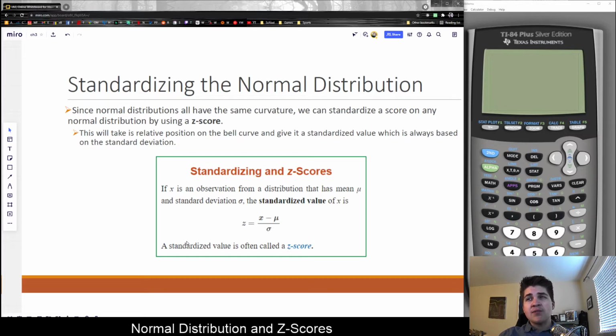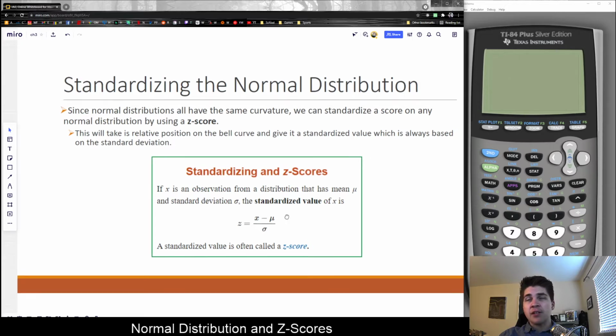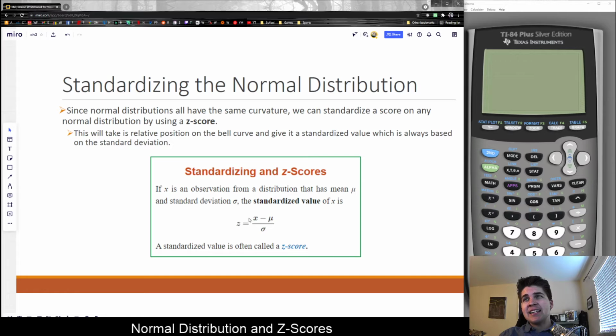And it says the standardized value is often called a z-score. So let's go ahead and practice using this formula to do a couple of calculations and then talk about what this means after we look into this. But essentially, the idea is that we're figuring out how far our value is from the center, and then we're normalizing it based on the standard deviation.